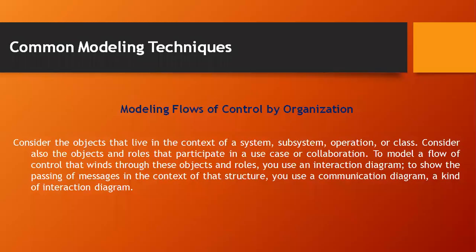Now, let us see the modeling of flow of control by organization. Here we need to consider the objects that live in the context of a system, subsystem, operation or classes. We also need to consider the objects and roles that participate in the use case or collaboration. To model a flow of control that winds through these objects and roles, we use an interaction diagram to show the passing of messages in the context of the structure. So we use a communication diagram, which is a kind of interaction diagram.